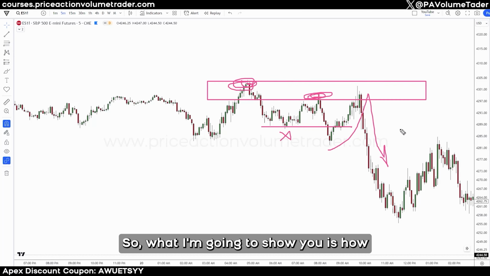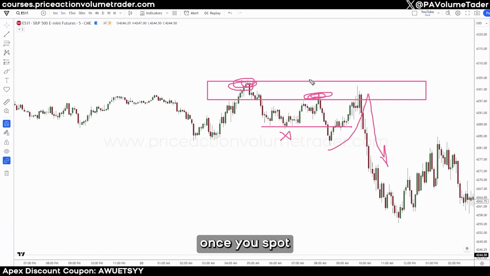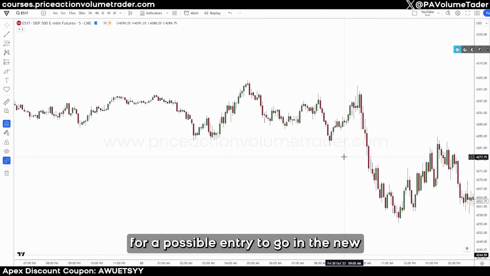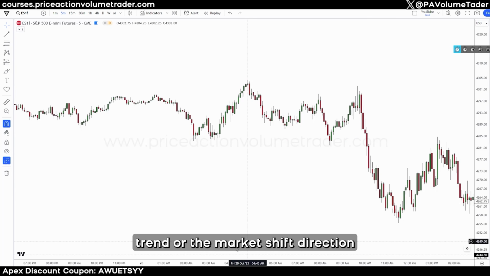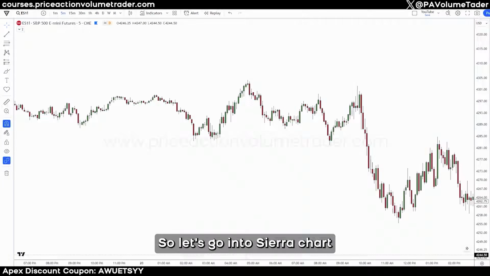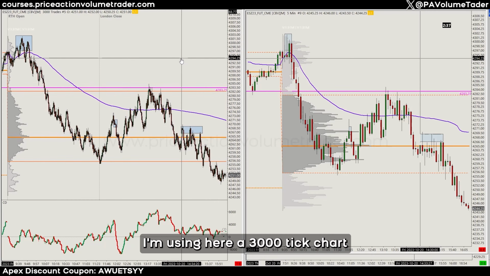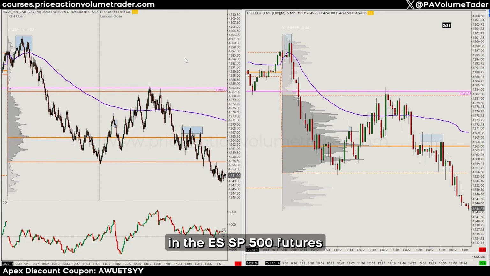So what I'm going to show you is how, once you spot these things, you want to be scouting these areas for a possible entry to go in the new trend or the market shift direction. So let's go into Sierra Chart. I'm using here a 3000 tick chart in the ES S&P 500 futures.